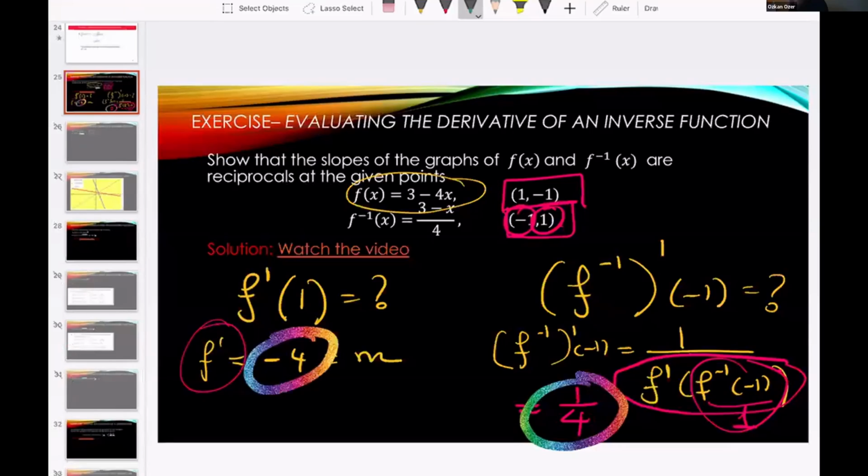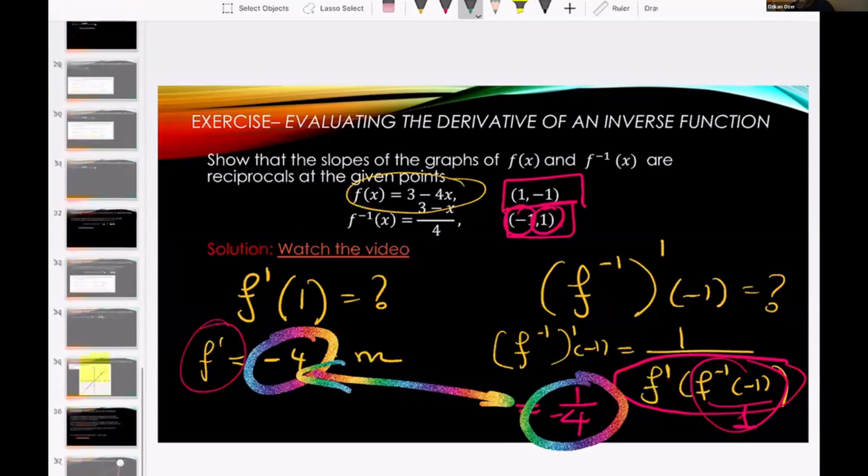That's 1/4. F prime at 1 is -4. Oh, this is -4. I'm sorry, because f prime, as I said, f prime is constant, so this should be -4. I said something correct, but I did not write it correctly. Here we go. So f inverse prime at -1 is -1/4, and then f prime at 1 is -4, and in fact, these guys are reciprocals of each other. Okay. Sorry about the confusion.